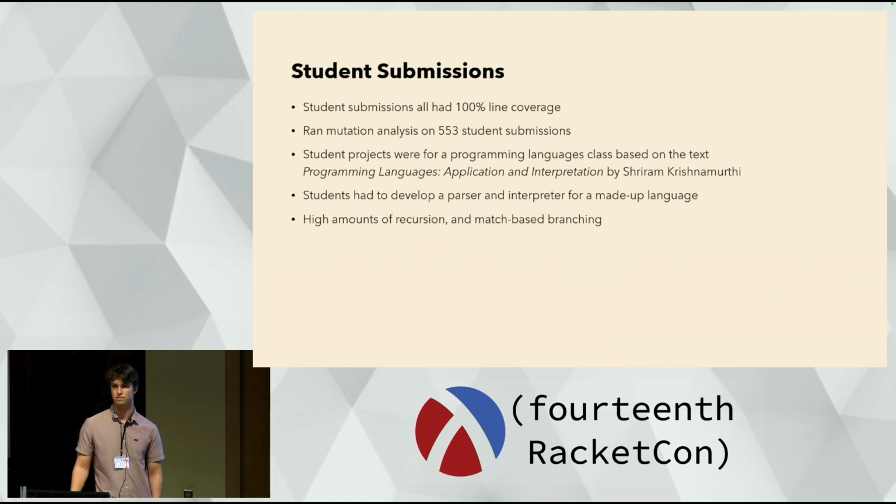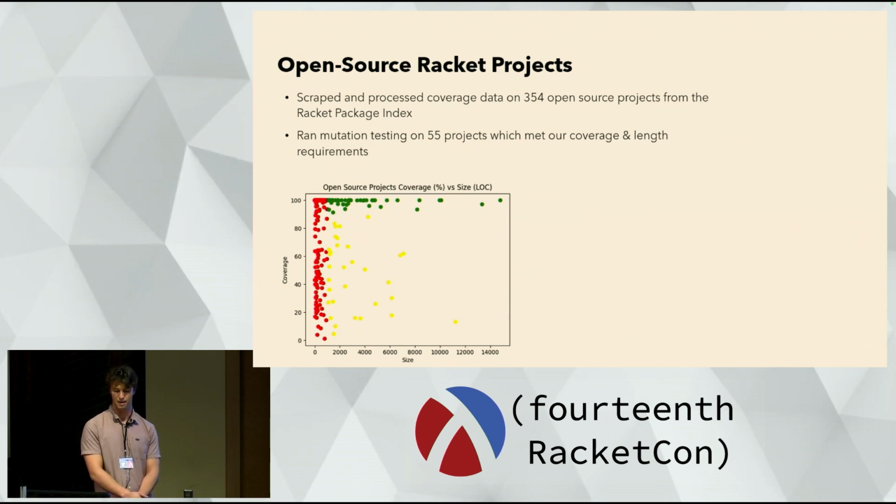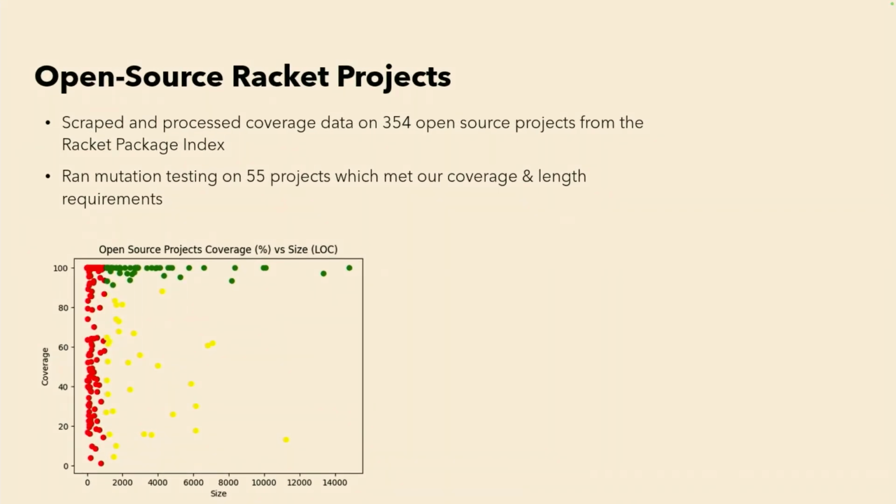So like I said, we ran this on student submissions. These student submissions were required to have 100% line coverage, so they all did. There were 553 of them, and the projects were for a programming languages class based on the text Programming Languages: Application and Interpretation by Shriram Krishnamurthi. The students had to develop a parser and interpreter for a made-up language. I'm sure you have a general idea of what that might look like. That meant high amounts of recursion and match-based branching, which was one of the reasons for the match removal mutator. And then for the open source Racket projects, we scraped and processed coverage data from 354 open source projects from the Racket package index. And then we decided to run mutation testing on 55 of those.